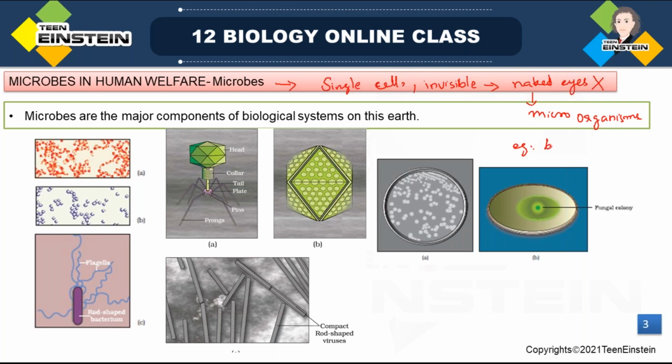Example: bacteria, fungi, protista, virus, all these belong to microorganisms. See, what are microorganisms? They are simple organisms with a minute structure, and we cannot see them with naked eyes.